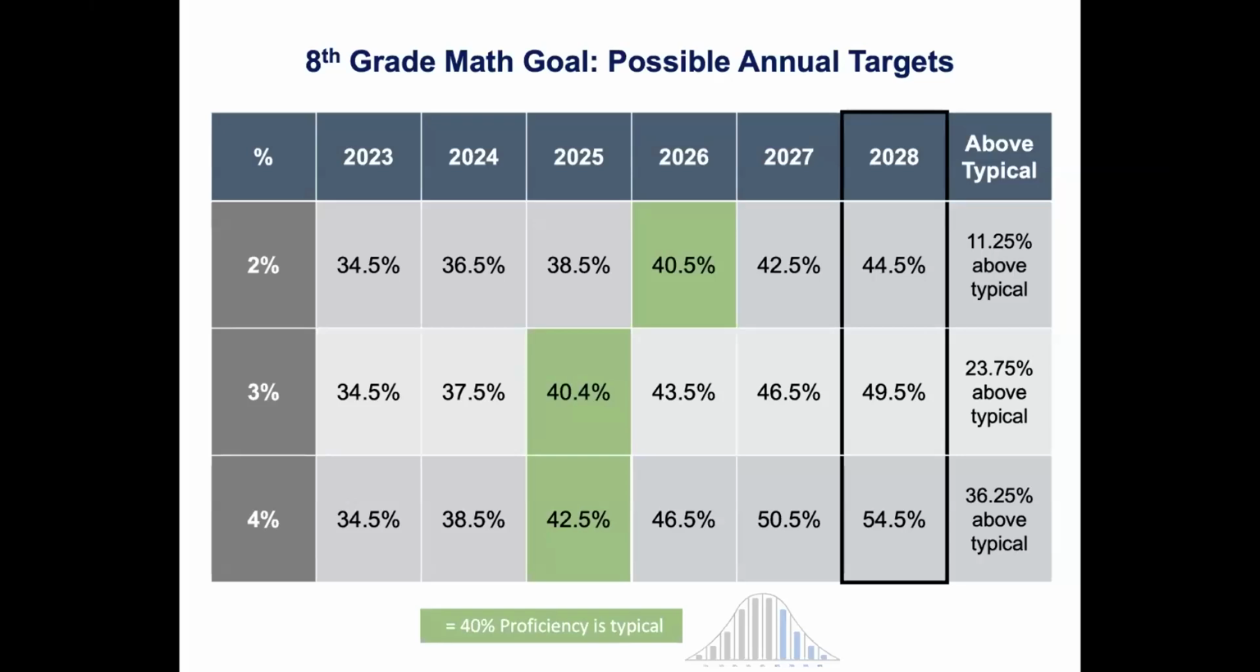Sure. So if you think about 40% being the typical, right? So imagine you were 100% above typical. That means you would be 80%, right? Because it's twice the 40. So for example, in the 3% metric, it's 9.5% above 40, but that's 10 divided by 40. So it's almost 25% above what is typical statistically. That makes sense? Yeah.